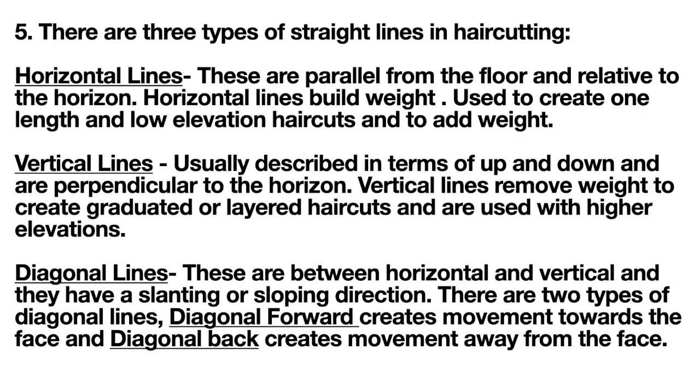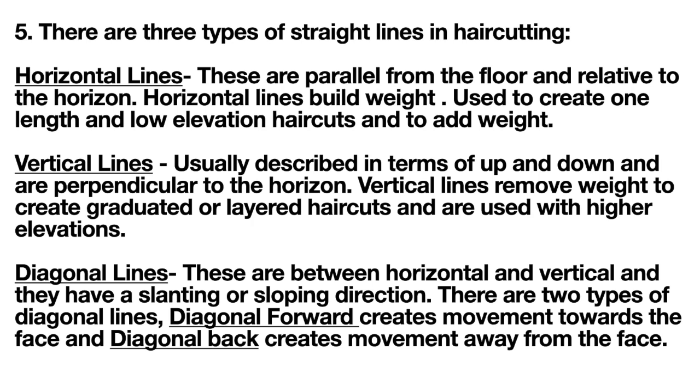There are three types of straight lines in haircutting. Horizontal lines. These are parallel from the floor and relative to the horizon. Horizontal lines build weight. Used to create one length and low elevation haircuts and to add weight. Vertical lines, usually described in terms of up and down, are perpendicular to the horizon. Vertical lines remove weight to create graduated or layer haircuts and are used with higher elevations.